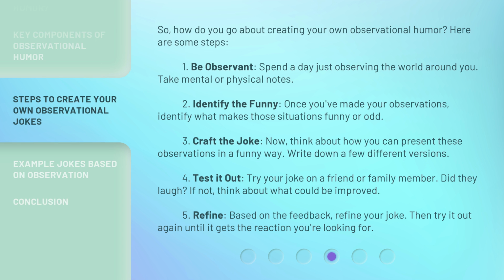So, how do you go about creating your own observational humor? Here are some steps. 1. Be observant. Spend a day just observing the world around you. Take mental or physical notes. 2. Identify the funny. Once you've made your observations, identify what makes those situations funny or odd. 3. Craft the joke. Now, think about how you can present these observations in a funny way. Write down a few different versions.